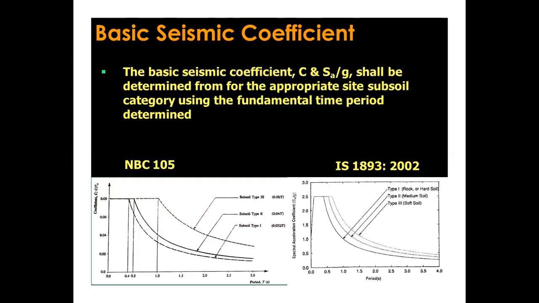Here we can also find it from a small equation, which is, for type 1 soil, 0.01032 divided by T, type 2 0.04 divided by T, and type 3 0.08 divided by T, where T is equal to fundamental natural period, right? There are two different types of charts given in this: for NBC 105 there is a different criteria, and for IS 1893 2002 there is a different criteria.